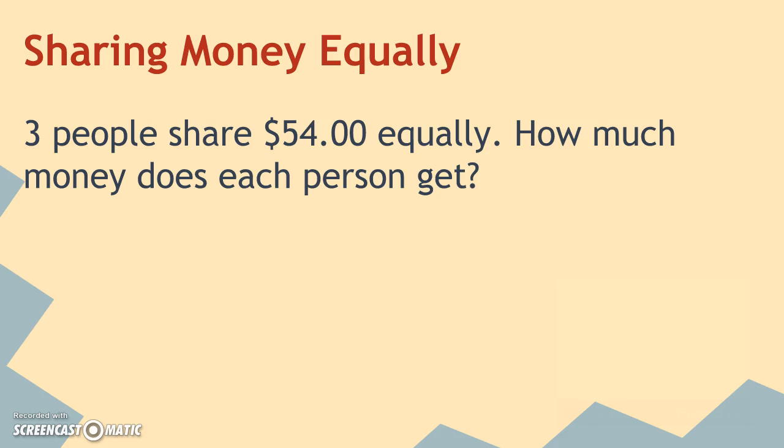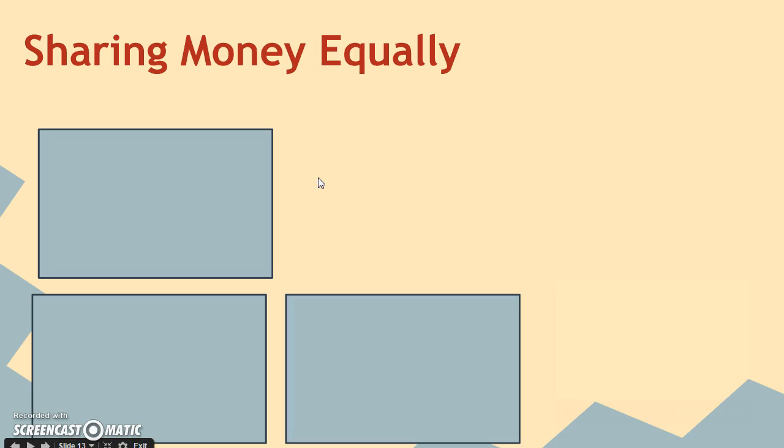Alright, so our first question is, 3 people share $54 equally. How much money does each person get? Now, what are the important parts of this problem? Well, I see that here we have 3 people and that they're sharing $54 equally. So we're trying to figure out how much money does each person get.